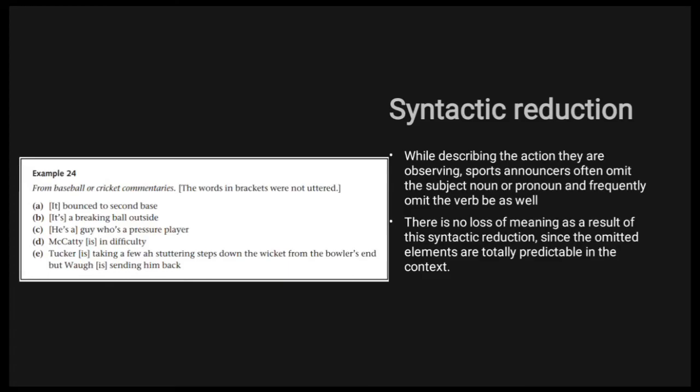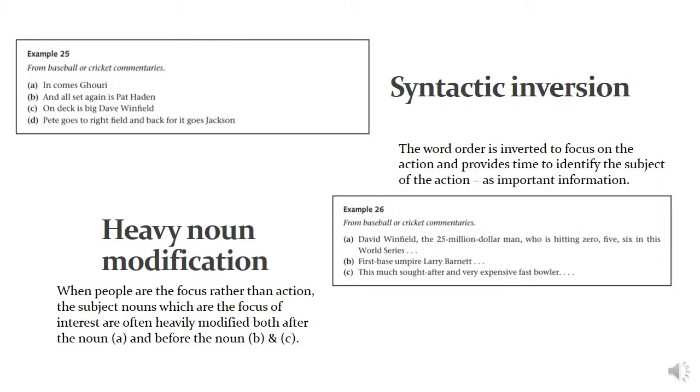Hello everyone, I'm Abdikatasli Amrullah. My student number is 053. Here I would like to continue the explanation about the features of sport announcer talk. First I would like to explain syntactic inversion. In syntactic inversion, the normal word order is syntactically reversed, so announcers are able to focus or foreground on the action. This feature provides more time to identify the subject of the actions, which is also important information to the listeners. Let us pay attention to example 25.